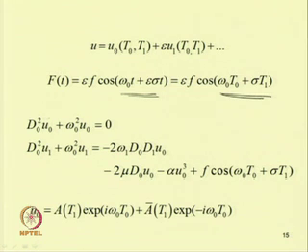we can have D 0 square u 0 plus omega 0 square u 0 equal to 0. Then the solution of this equation is this, where we can write u 0 equal to A of T 1 e to the power i omega 0 T 0 plus A bar of T 1 e to the power minus i omega 0 T 0. Here A bar is the complex conjugate of A.